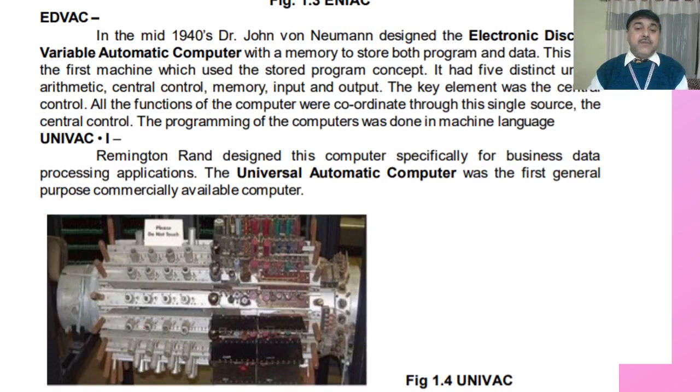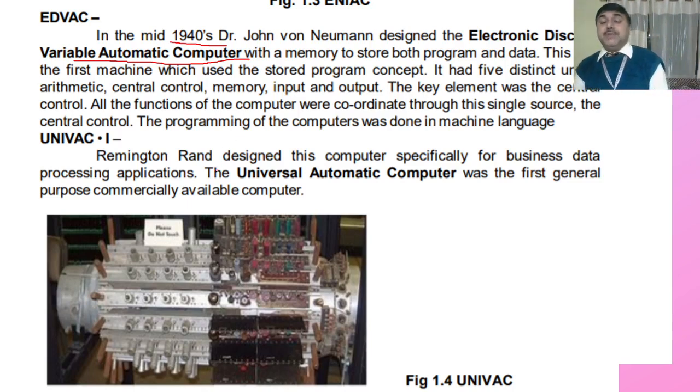So EDVAC is another particular type of machine. This is the type of machine that we find in the mid-1940s. In the mid-1940s, Dr. John von Neumann designed one machine that is known as the Electronic Discrete Variable Automatic Computer, isn't it? This was the computer which was used for memory storage, for the program, for doing the machine's work, isn't it?